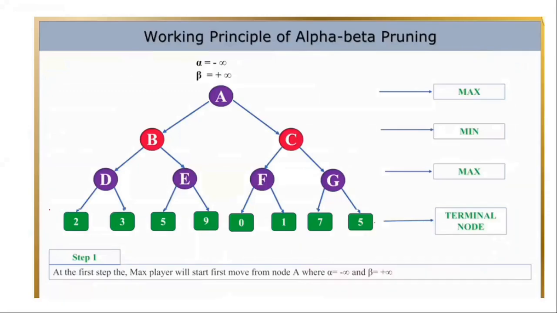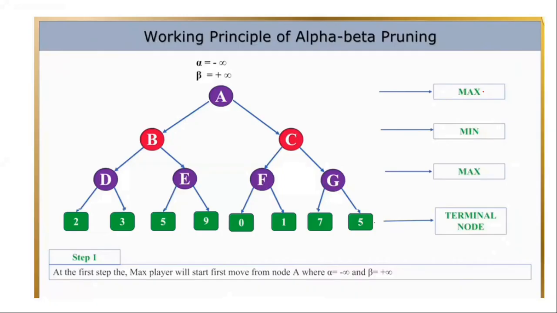So this is the question, a sample question. A is the root node. You can see B, C, D, E, F, G, and these are the leaf node values. Whenever you get a problem like this, you have to start with max, then min, then max, like that, until the terminal node. If you have 5 layers, then max, min, max, min, max, min, like that we will go.